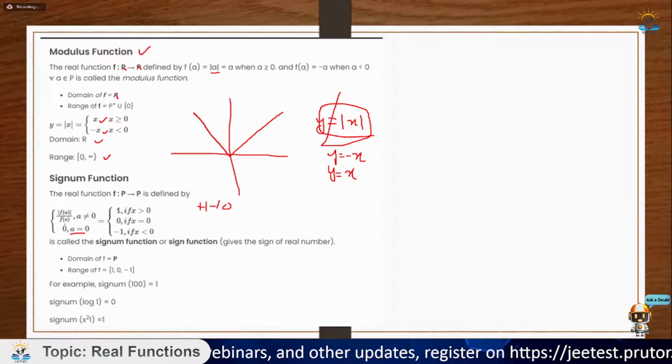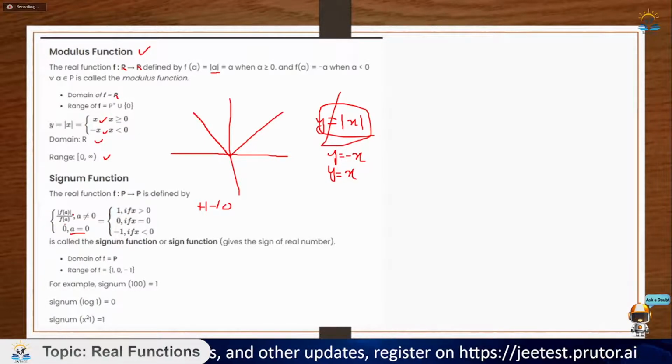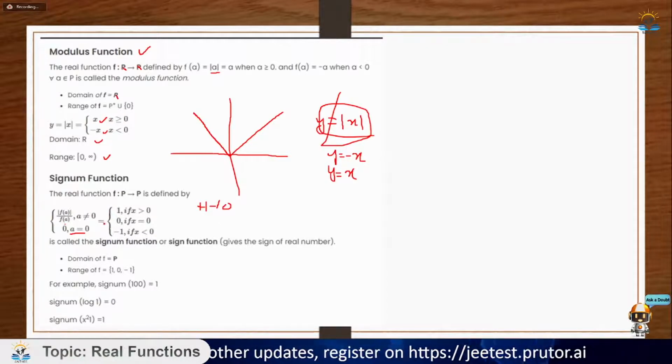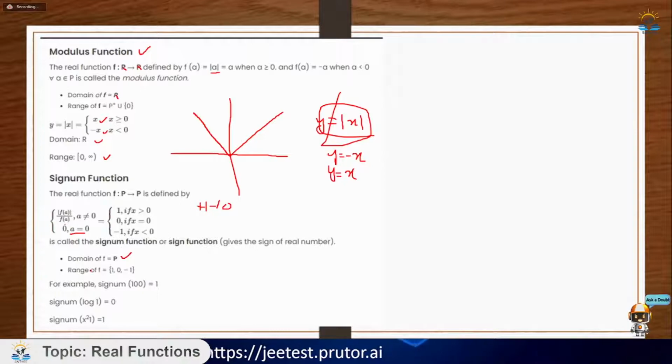Okay, so from here you are getting f(x) equal to 1 if your function is positive, equal to minus 1 if your function is negative, and equal to 0 if your function is 0. Okay, so this is your signum function. Again, the domain is the whole real numbers. The range is only 3 values because you will get only 3 answers from the signum function: either 1, 0, or minus 1.